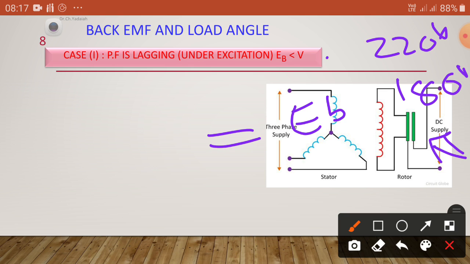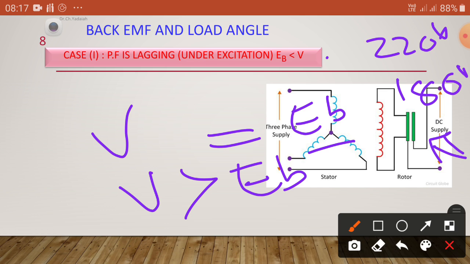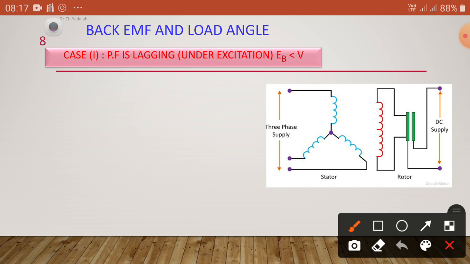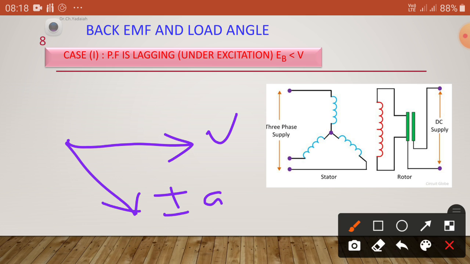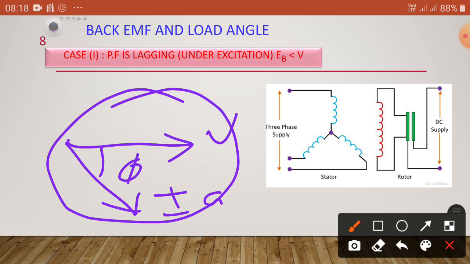Here the applied voltage is called V, and the back EMF developed is called EB. Now V is greater than EB, which is the under excitation condition. During this period, it will draw the current IA from the supply under lagging power factor. That means this is the voltage V, the current is IA, and this is the power factor angle, lagging. At that condition, what are the significant values? Let us see.